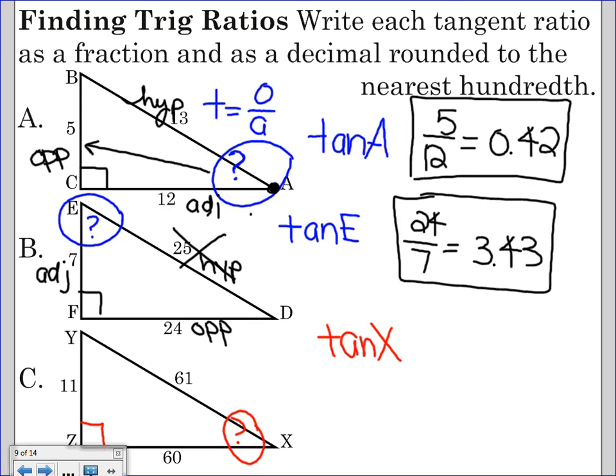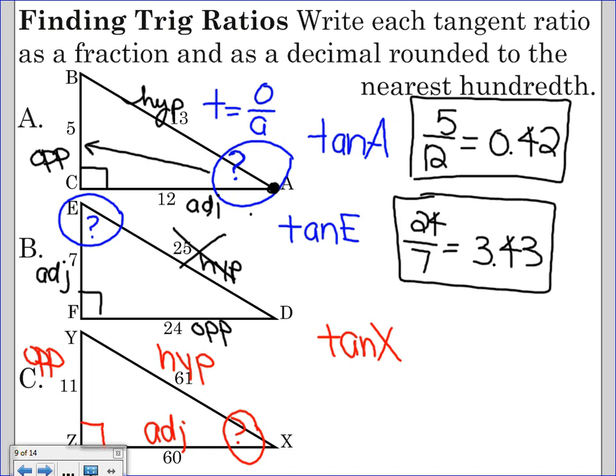Okay, so let's label the triangle. What does that make side XY? Not hypothesis. This isn't science class. Hypotenuse. What does that make side YZ? Opposite. Which means that 60 is adjacent. And I'm going to write it above because I keep writing over top of it and then can't read it.